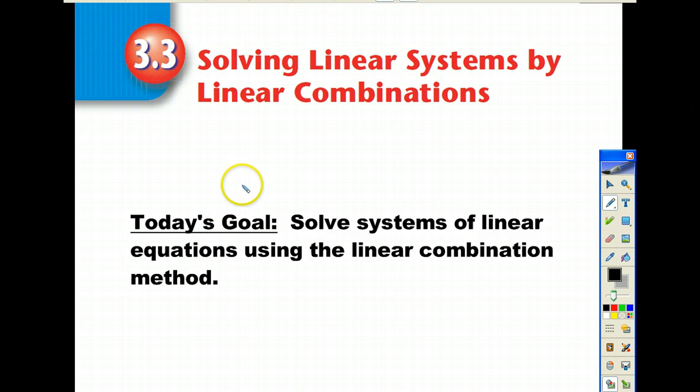So we've done graphing, where we graphed the two lines and found that point of intersection, and then we also did substitution, where we would solve for one of the variables, plug that expression back in, solve, and then we would plug that number back in to solve for the other variable. So our last method now is this linear combination, and that's our goal for today, is to solve systems of linear equations using the linear combination method.